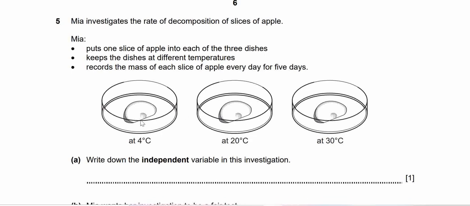Mia investigates the rate of decomposition of slices of apple. Mia puts 1 slice of apple into each of the 3 dishes and keeps the dishes at different temperatures. She records the mass of each slice of apple every day for 5 days. Question A. Write down the independent variable in this investigation. You are given 10 seconds from now.